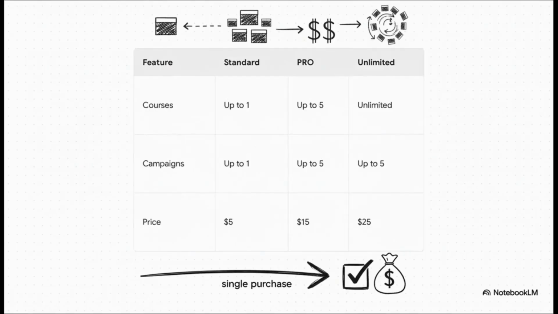So here's the full breakdown of the plans. You've got the standard plan, which is perfect if you're just making your very first course. The Pro plan gives you a bit more room with up to 5 courses. And then the Unlimited plan is for people who are going to be creating a lot of content. But the key takeaway for all of these is that one-time investment, no monthly bills.